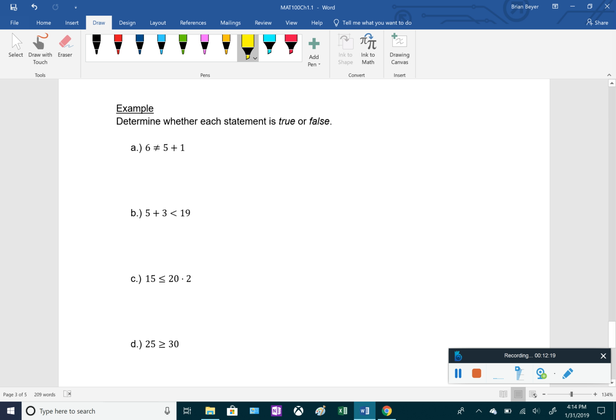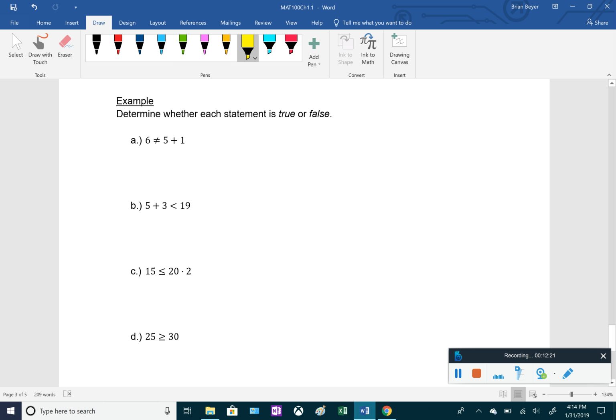So let's do some examples to see if they're true or false. When we're doing these, we're going to have to simplify both sides of the inequality sign separately and then compare them. For the first one, we have 6 is not equal to 5 plus 1. So let's simplify the right-hand side. 5 plus 1 is 6. So this is saying that 6 is not equal to 6, which is obviously false because it is equal.